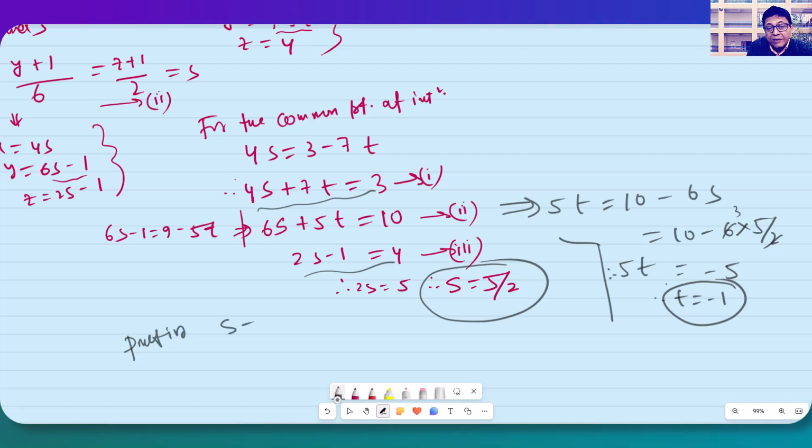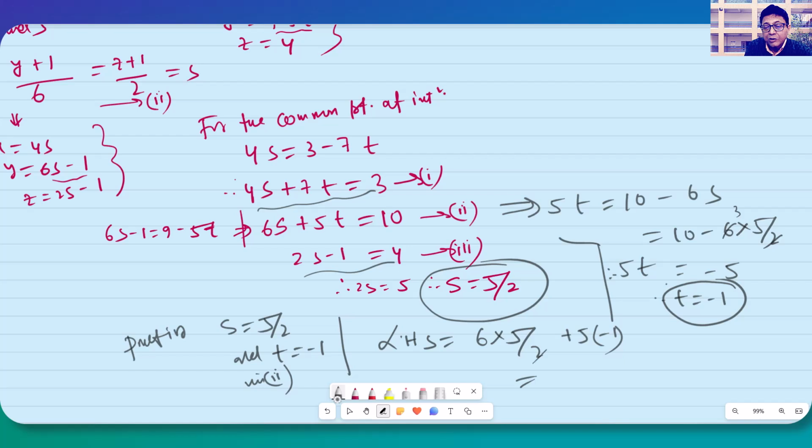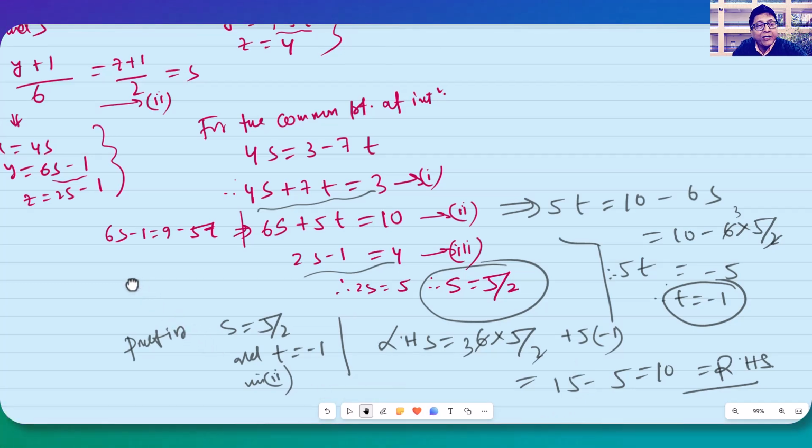Putting s equal to 5 by 2 and t equal to minus 1 in 2. The left hand side of 2 becomes 6 into 5 by 2, plus 5 into minus 1. 15 minus 5 is 10, and this is the RHS. So what will be your conclusion? That the values of s and t are satisfying. So s is going to be 5 by 2 and t is minus 1.